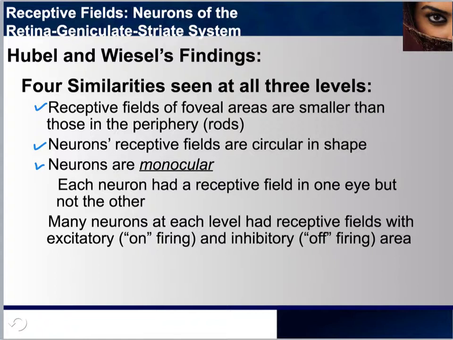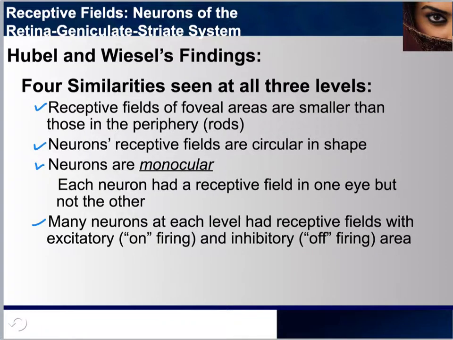And the last is the finding that many neurons at each level had receptive fields with excitatory, meaning the neuron was firing, and within the same field we also had inhibitory, which means that the off part was firing. Let me explain this last point a little bit because it is important.